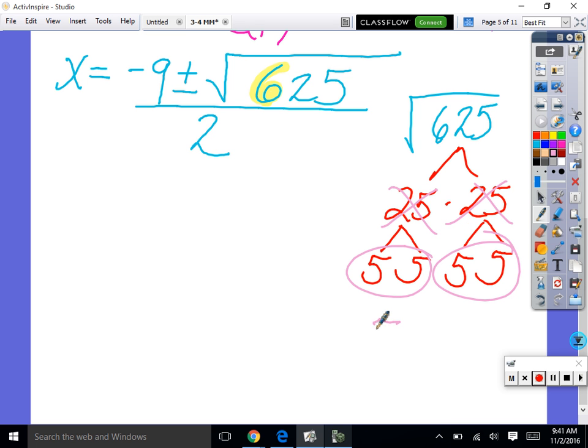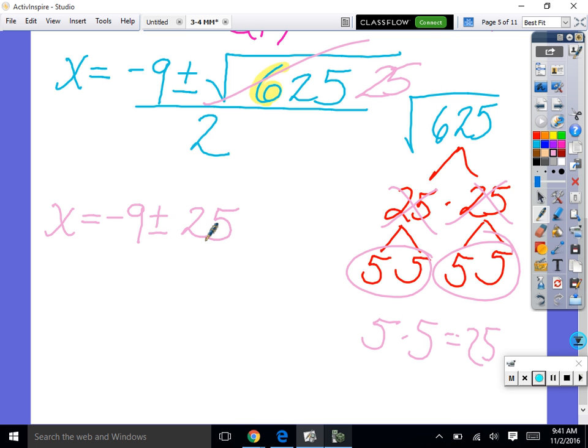5 times 5, which is 25, right? We're making sure we multiply. Does everybody understand? So we now just simplified this to be 25 with no radical left because there was nothing left underneath the root. So rewrite it again. We have x is equal to negative 9 plus or minus, not square root of 25, we did the square root. This one's just 25 all over 2.